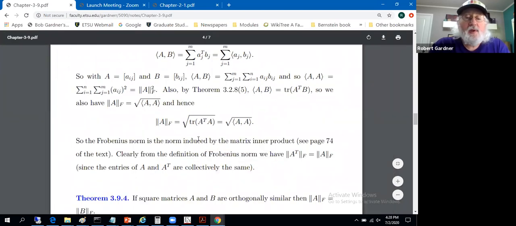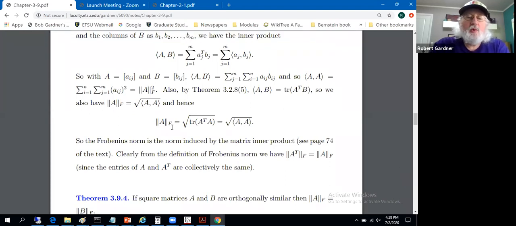Now, whenever we express a norm as a square root of an inner product, that's called a norm induced by that inner product. So what we're getting then is the Frobenius norm is the norm induced by the matrix inner product.